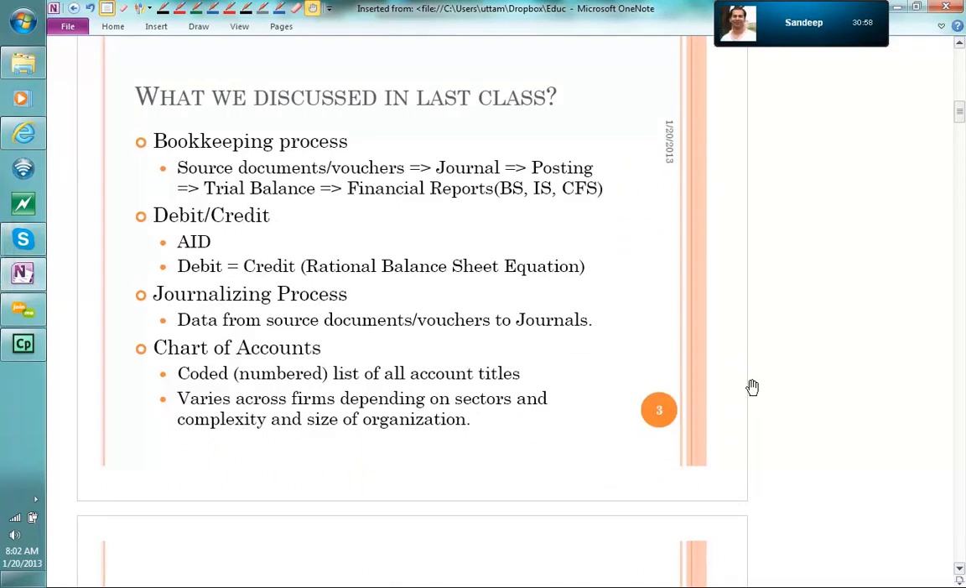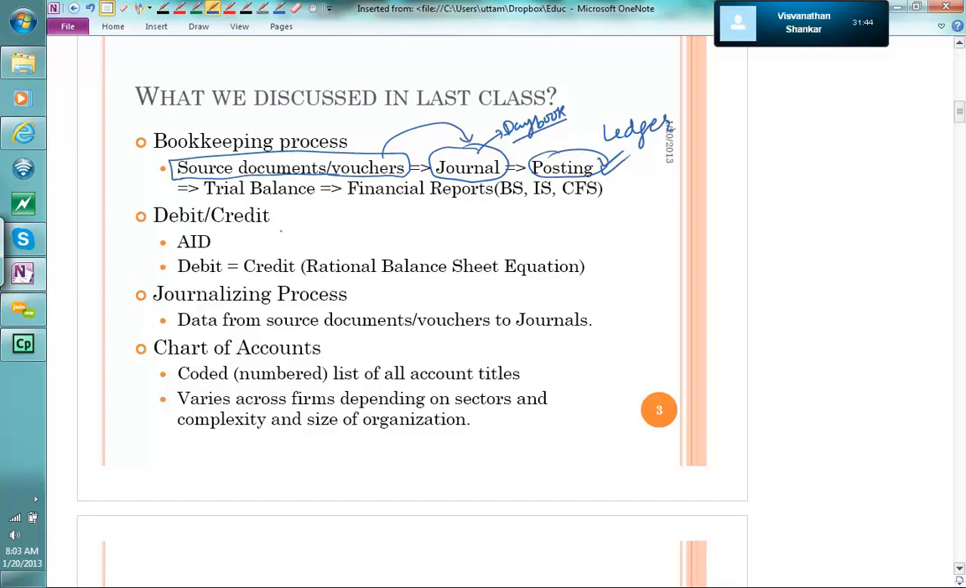So let's start with what we did in the last class. Let me give you a 2 minute recap of what we discussed in the last class. We started with the bookkeeping process, and we said that first of all you should have source documents. Then from source documents you prepare the general journal, or it can be a day book. Today we will talk about the day book, how it is actually done. Then from the day book you have accounts in the ledger. Today we will also talk about the posting process, and then you have the trial balance, and then the financial report. In the assignment we did the journalizing process, but we did not talk too much about the day book. So today we will talk about the day book and then posting.